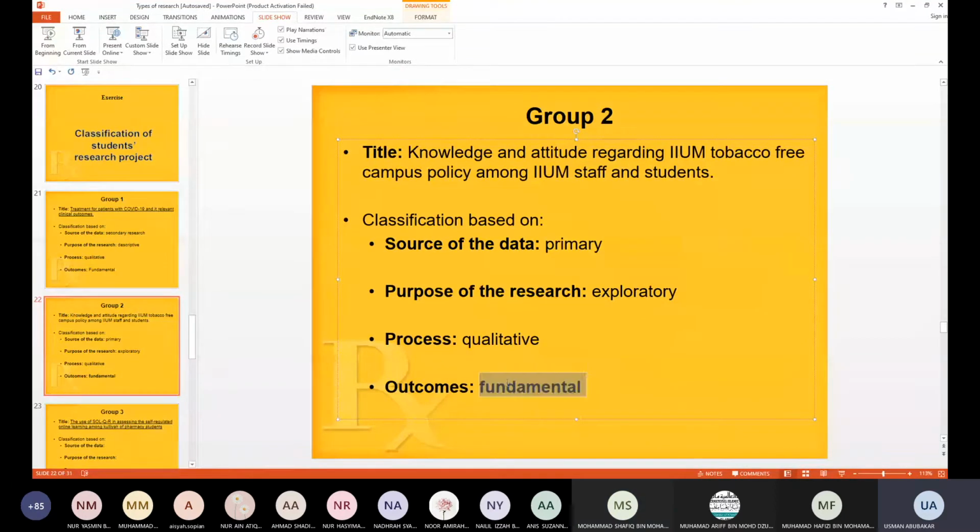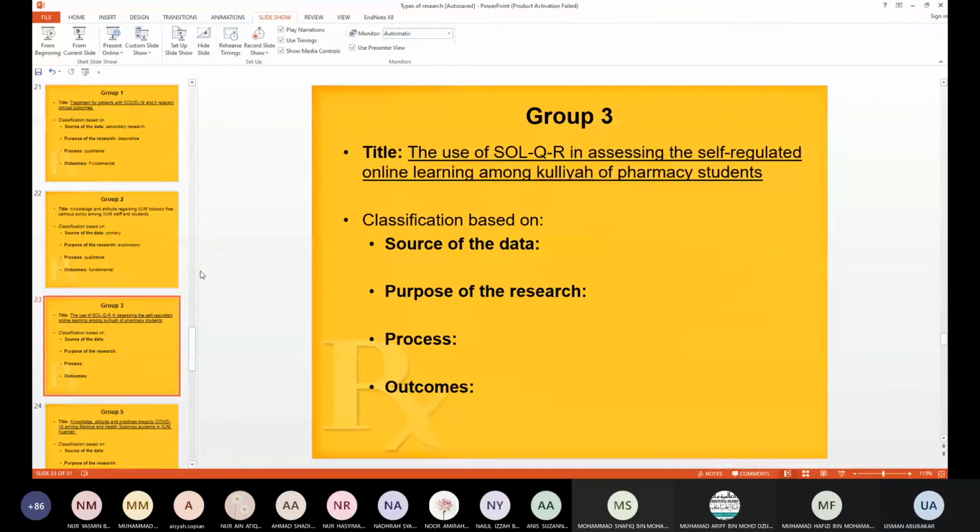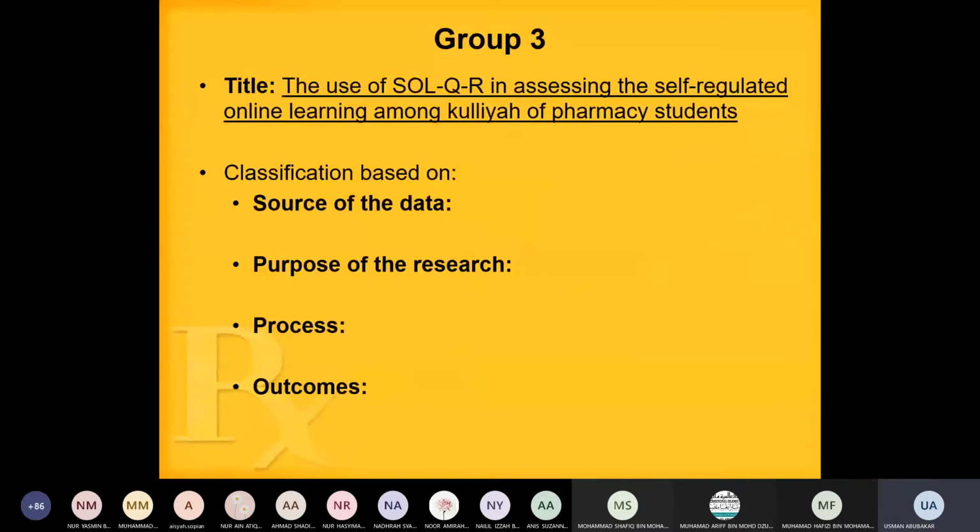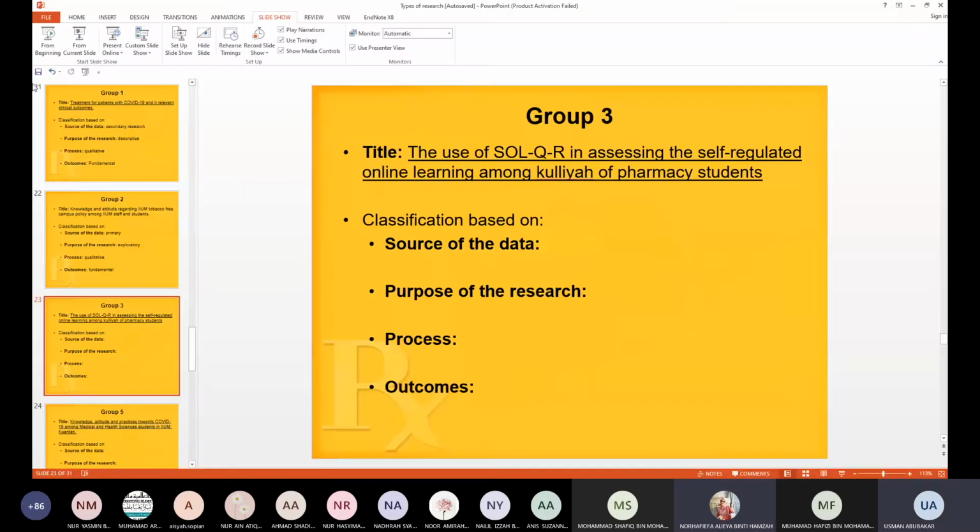Right, group 3, is the leader around? Group 3, the leader or any of the members. Is the title correct? Okay, so for the source of the data, it is primary. Primary research. Okay, good.